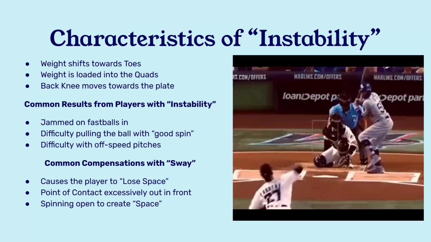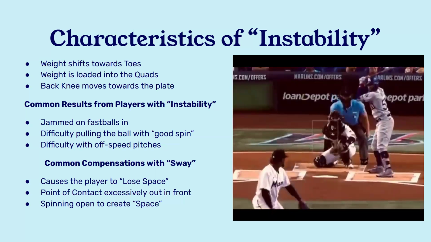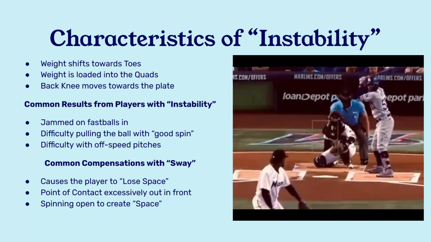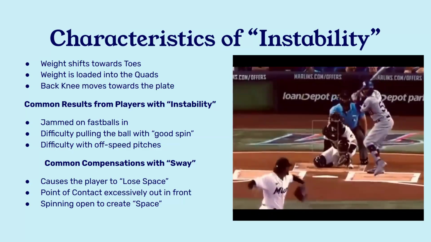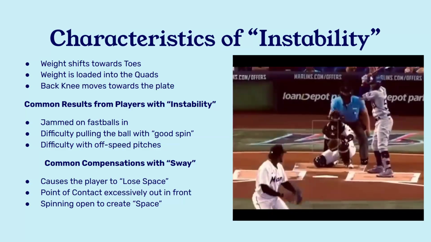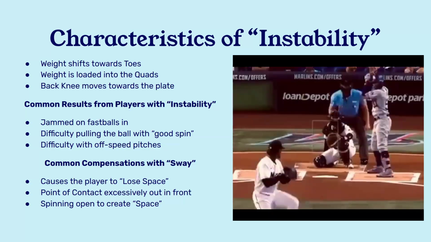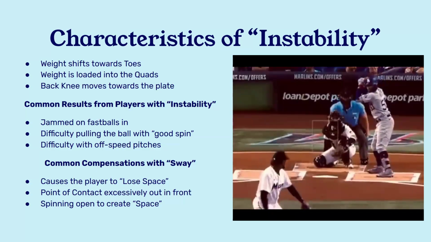You're going to see that back knee start to move towards the plate when hitters are getting towards their toes and losing stability. Common results we see with instability: a lot of guys are going to get jammed on fastballs on the inner half. Getting on your toes and losing space towards the plate will cause a lot of that. Pulling the ball with good spin will be difficult.